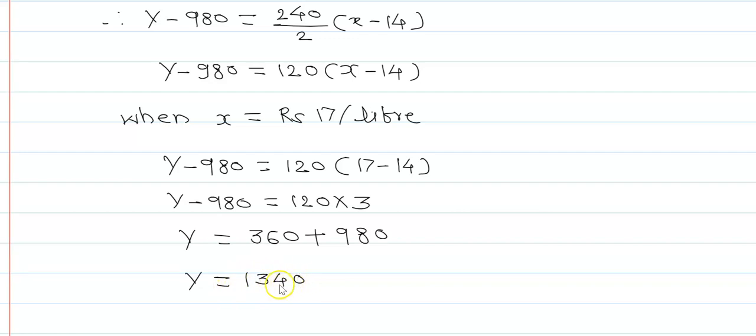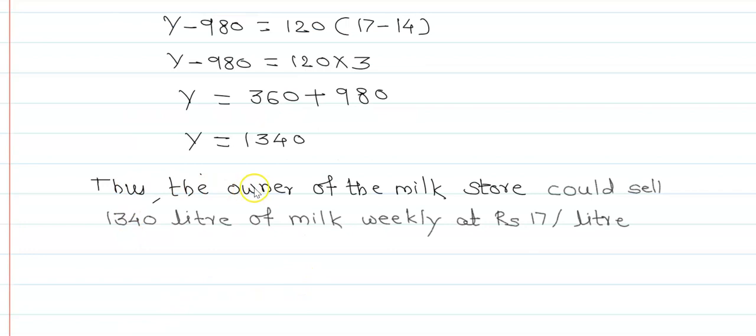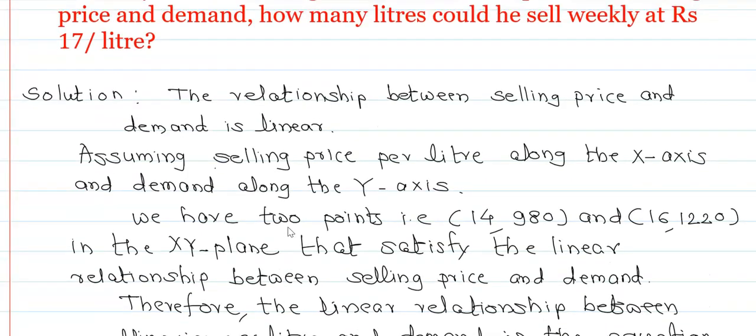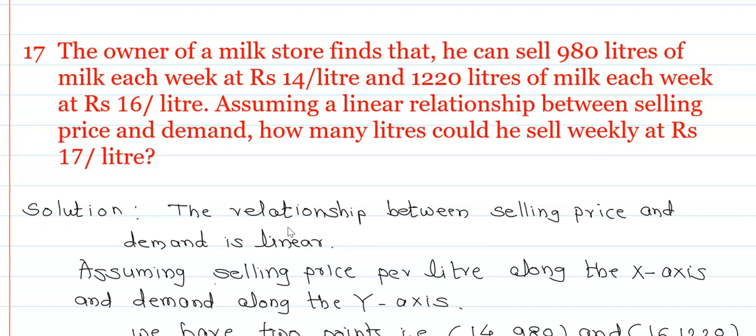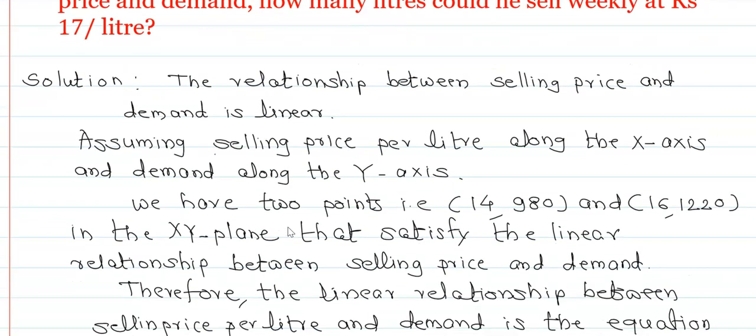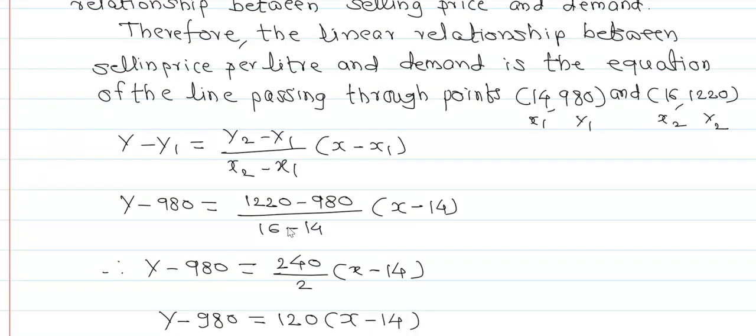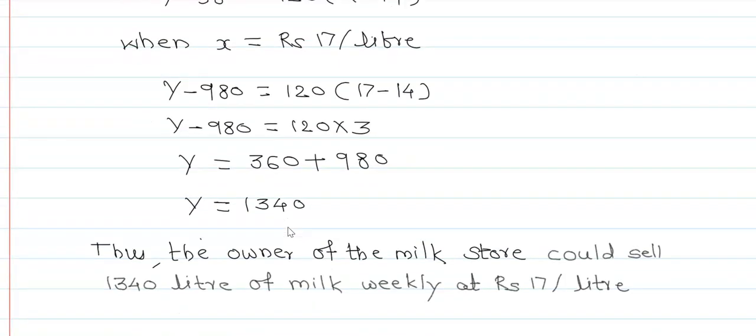1340. Okay. Thus, the owner of the milk store could sell 1340 liters of milk weekly at rupees 17 per liter. You can see this again. Now only here we have to apply the two-point form, and then lastly, once you get the equation, substitute the value of any parameter, then you will get the final answer. Okay. Now the next problem.